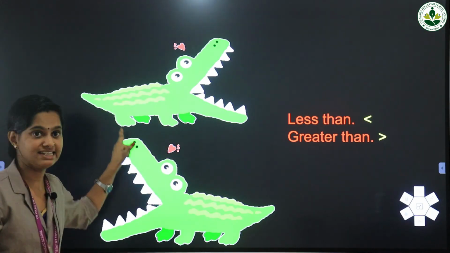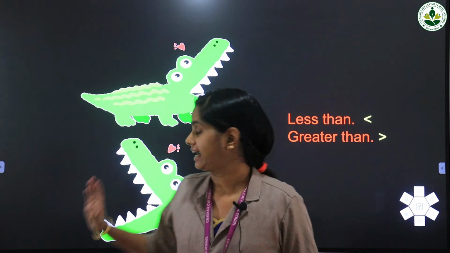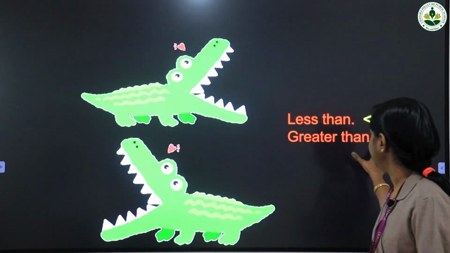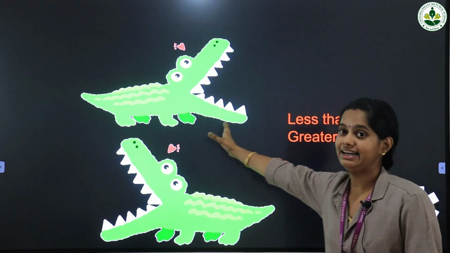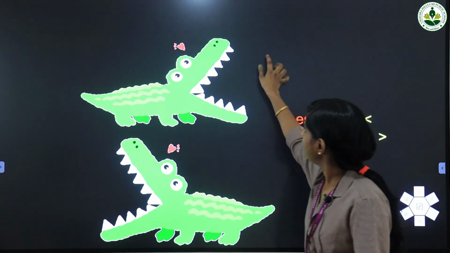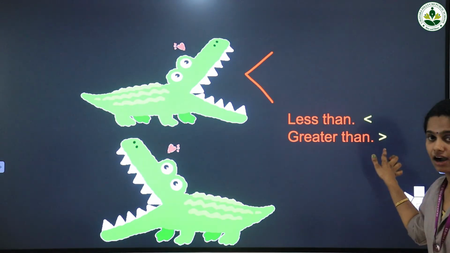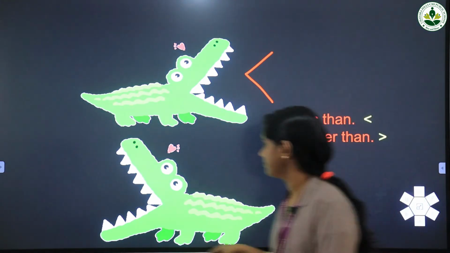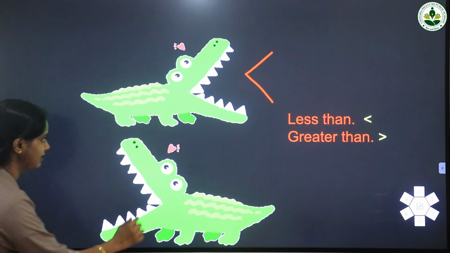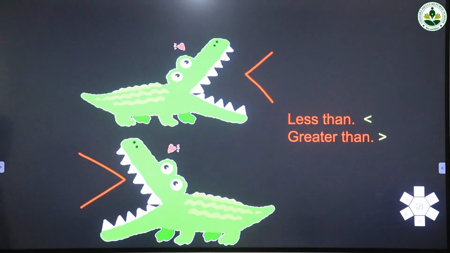Look here, this is an alligator. Here we can connect our less than sign and greater than sign to this alligator's mouth. This less than sign looks like this alligator's mouth. And the greater than sign, our greater than sign also looks like this alligator's mouth.